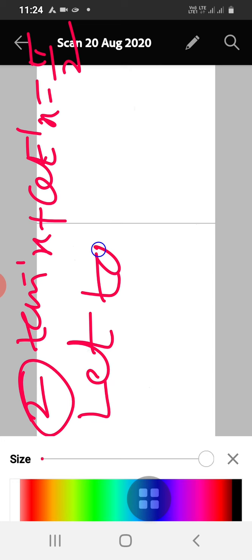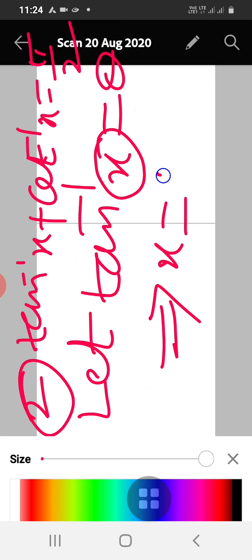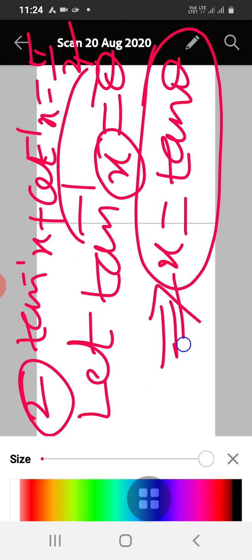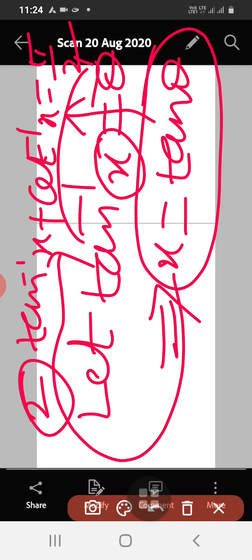So let us take tan inverse x as theta. Then by the definition of inverse trigonometric function, x is equal to what? Tan theta. So tan inverse comes to the right hand side, and it becomes x is equal to tan theta. So we replace this x in the next step by considering the LHS.